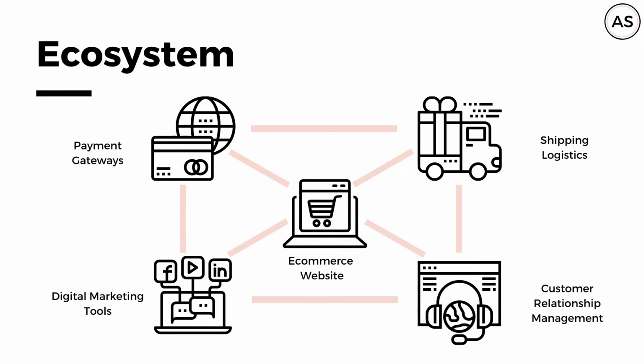Most people think that e-commerce is just a shopping cart where the customer makes a payment for the product that they've selected and the business ships that product. However, there's a lot more to the e-commerce ecosystem. It is a complex network that includes some of the following, such as e-commerce website, payment gateway, inventory software and shipping logistics for physical products, digital marketing tools, customer relationship management, and much, much more.